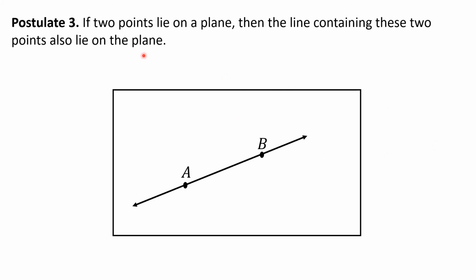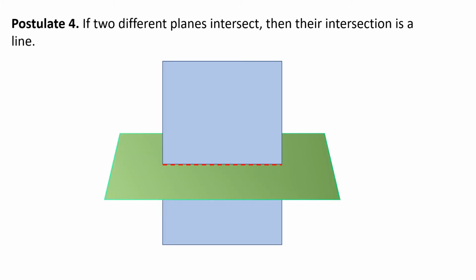Postulate number 3: if 2 points lie on a plane, so ang duwa ka points are sa plane, then the line containing these 2 points is also in the plane. Take note nga 2 points determine a line. So, duwa ka points, maka-form ka na line. Postulate number 4: if 2 different planes intersect, then their intersection is a line. So, ang aton nga planes, if they intersect each other, the intersection is a line.